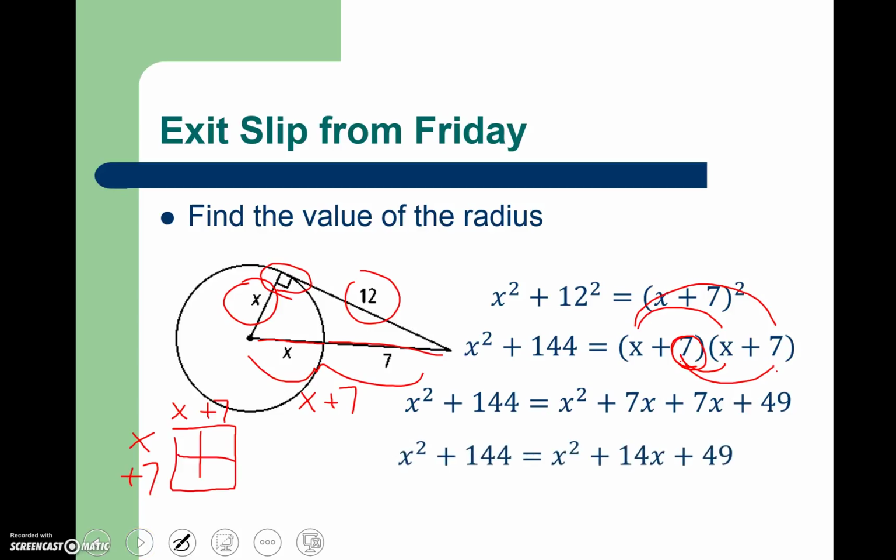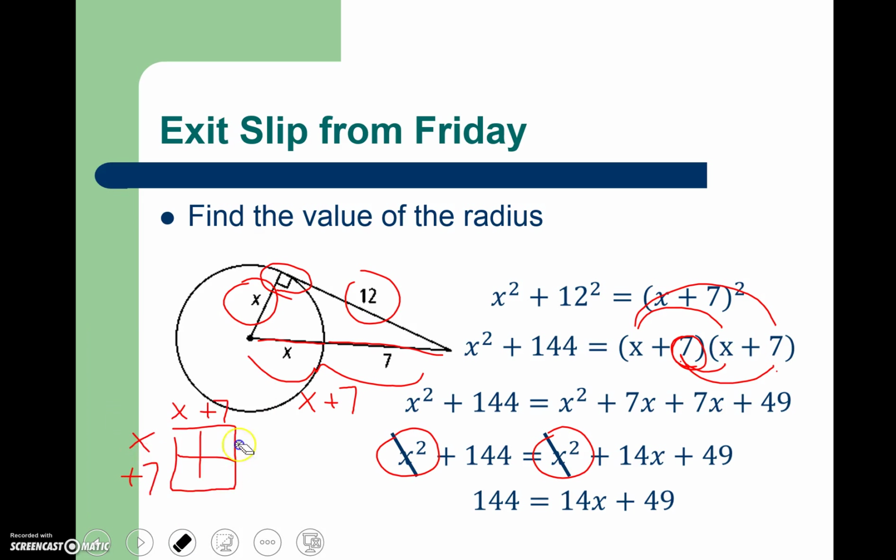Now what happens here, and this should happen most of the time, we'll end up with x squared and x squared. It should have the same value on both sides, so I'm not going to expect you to factor. So those two things are going to cancel out. And what I'm left with now is 144 equals 14x plus 49.